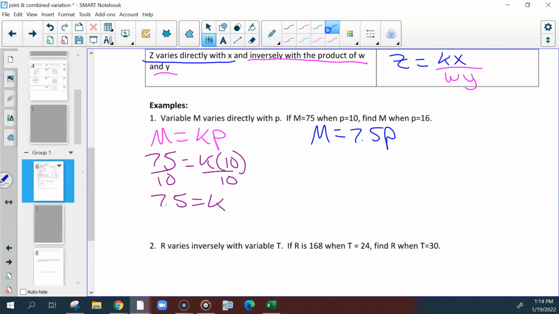And then the last part says we need to find m, and they tell us p is 16. So now that we know k, we can put 16 in for p and figure out what that is. Someone multiply that and tell me what that is. 120.